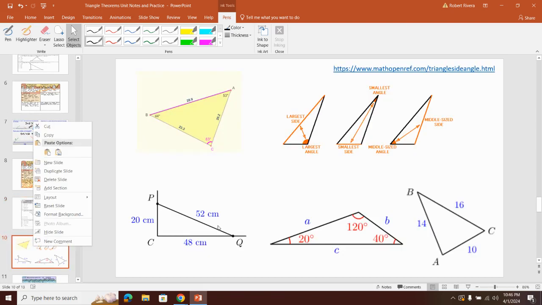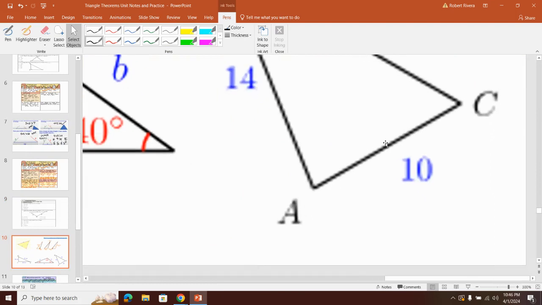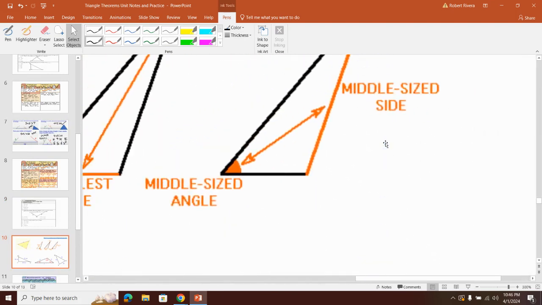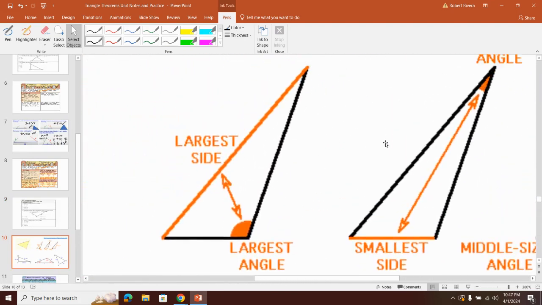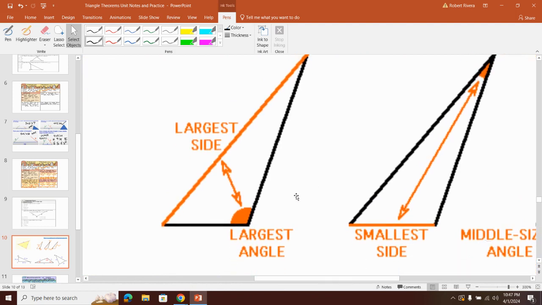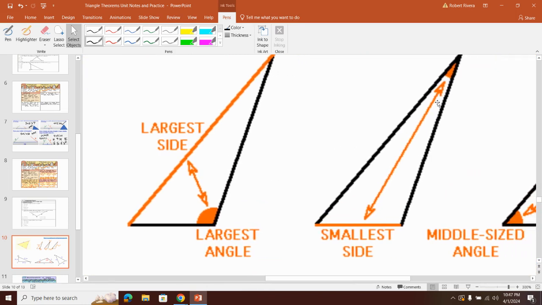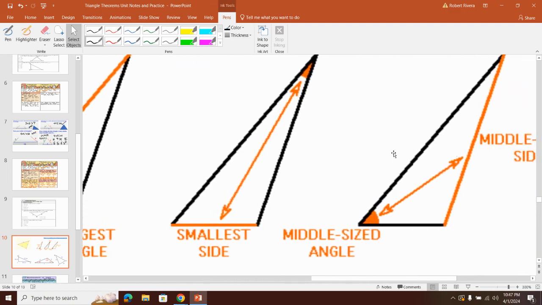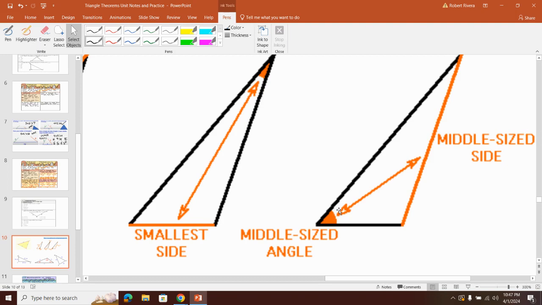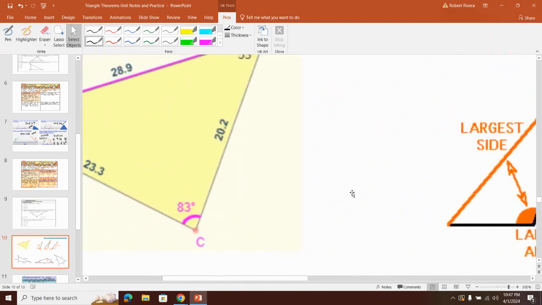The last theorem is trying to teach this idea. Let me zoom here. He's trying to tell you that the largest angle is opposite to the largest side. The smallest angle is opposite to the smallest side, or vice versa, the smallest side is opposite to the smallest angle. The middle size angle is opposite to the middle size side. Let me show you what I mean.